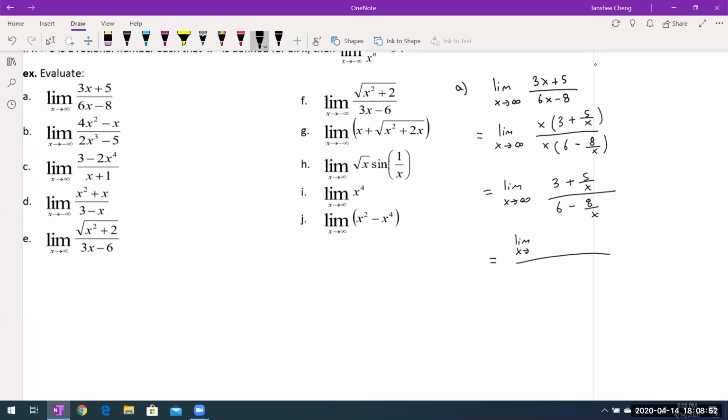So limit as x approaches infinity of 3 plus limit as x approaches infinity of 5 over x, and all over limit as x approaches infinity of 6 minus limit as x approaches infinity of 8 over x. So this gives us 3 plus 0, because this portion of the limit becomes 0 by the theorems, and all over 6 minus 0, which means my final answer is 1/2.